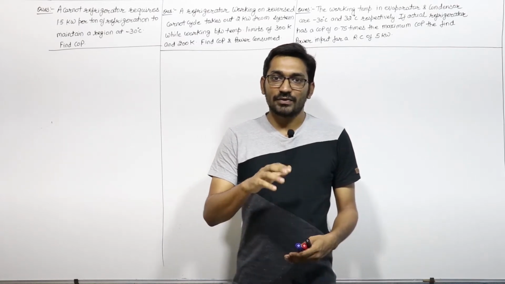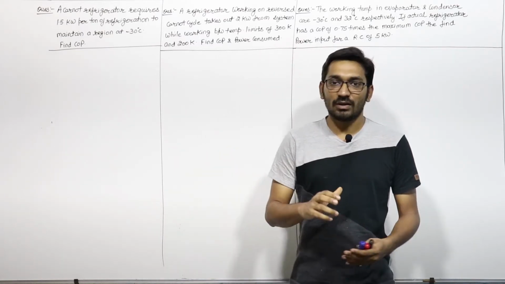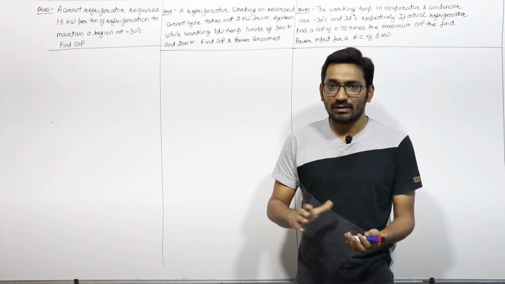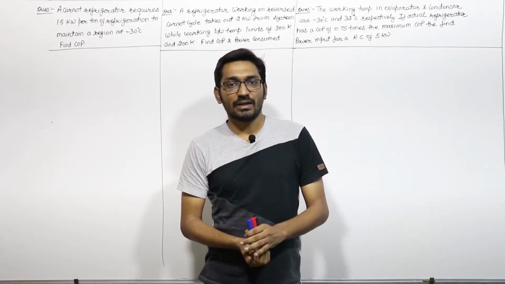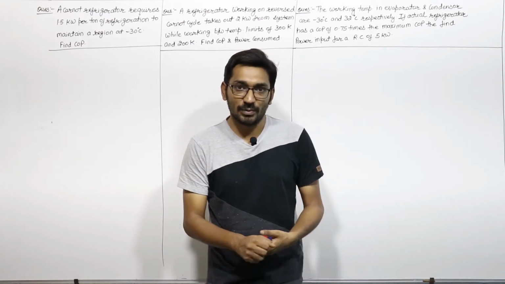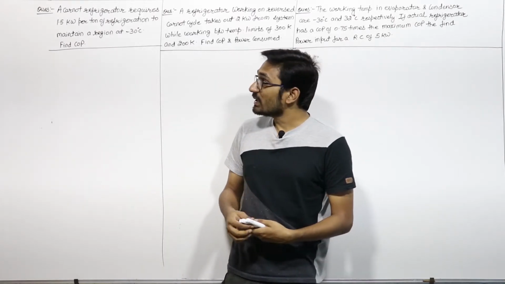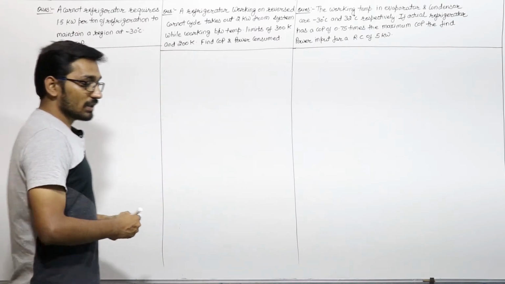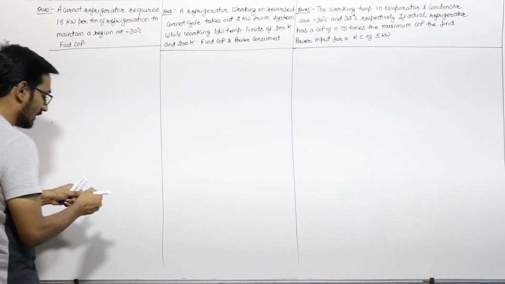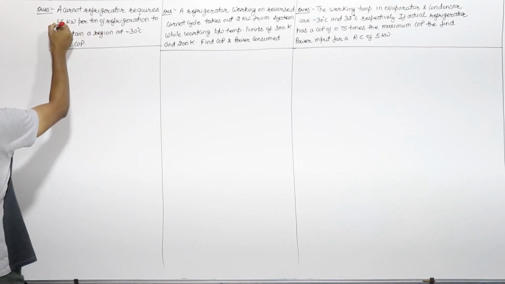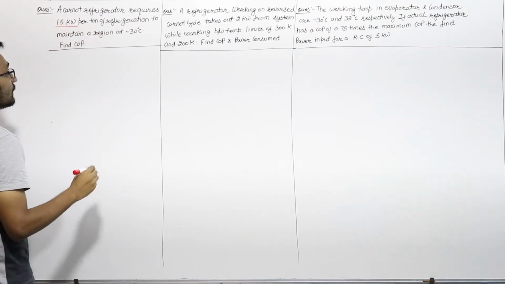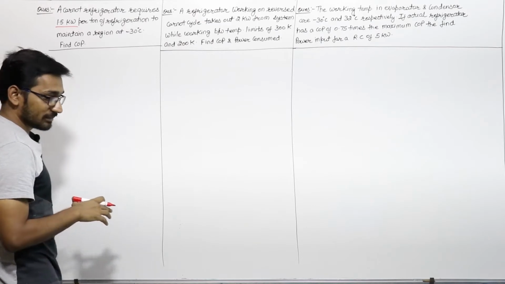Now let us solve some basic numericals on refrigeration. These are the basic numericals on the reversed Carnot cycle, or you can say how to find the COP. So the first question is, there is a Carnot refrigeration which requires 1.5 kilowatt per ton of refrigeration.